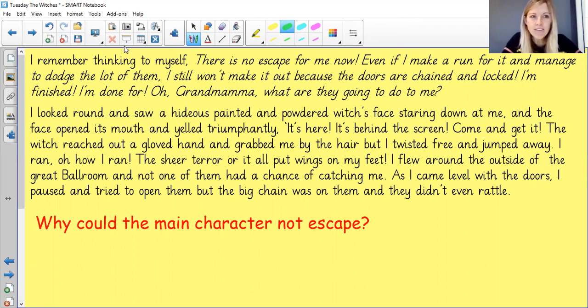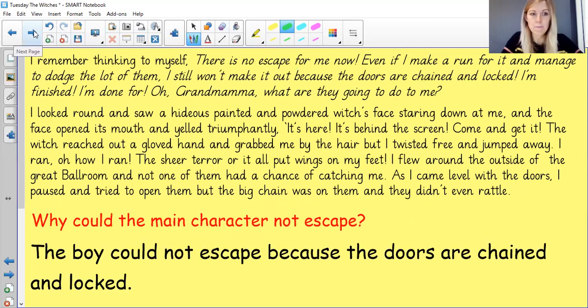Okay, I'm going to have a scan through, and I remember seeing the word escape. So that tells me that the answer is going to be in the first paragraph. I'm going to read it a bit quicker. "There is no escape for me now. Even if I make a run for it and manage to dodge the lot of them, I still won't make it out because the doors are chained and locked." So there's my evidence in the text. I now need to put that into a sentence. So I've written here, the boy could not escape because the doors are chained and locked.